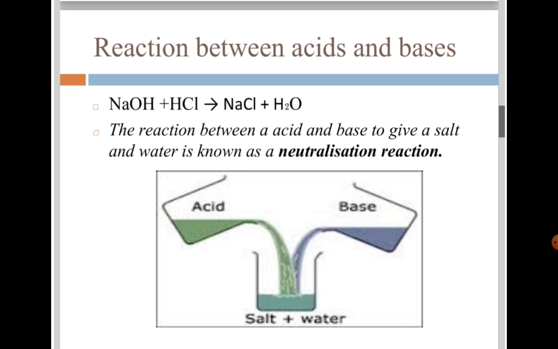The reaction between an acid and a base to give a salt and water is known as a neutralization reaction. See here is acid, here is base. Acid gives salt and base gives water. Salt plus water, when they are mixing, what will happen? Neutralization reaction.